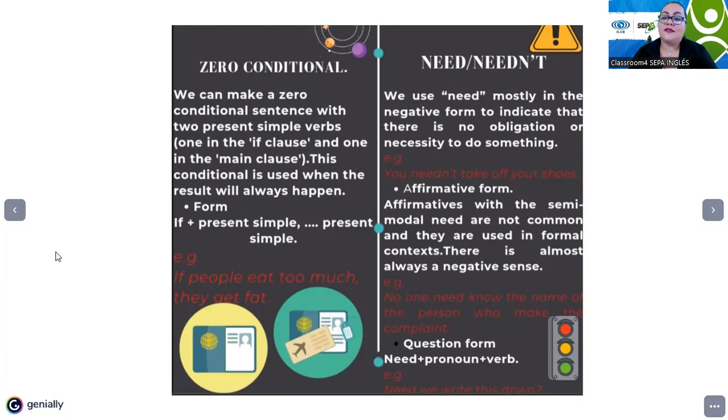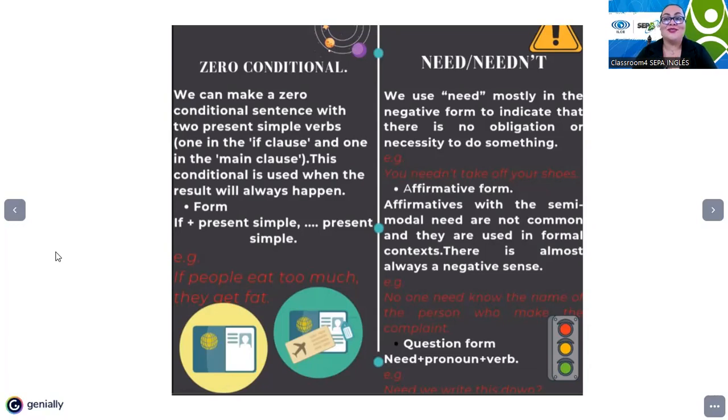No one need know the name of the person who made the complaint. Nadie necesita saber el nombre de la persona que hizo la queja. And the question: need plus the pronoun plus the verb. Need we write this down? Maybe this is strange for you, this is rare for you, but this is the structure with need. Need we write this down? ¿Necesitamos escribir esto?